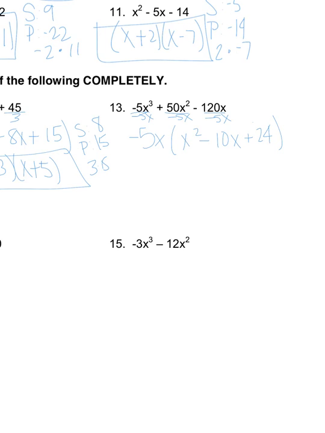Okay, so we took out the GCF. We're looking to see how many terms we have. We have 3. So we want the sum to be -10, the product to be positive 24. So since you're adding to get a negative, multiplying to get a positive, both of them would have to be negative. So remember to rewrite or bring down your GCF, and that would be x minus 6 and x minus 4. Remember, it doesn't matter the order that you write those. So you could have -5x and then times x minus 4 times x minus 6.